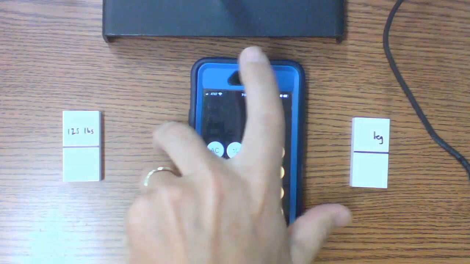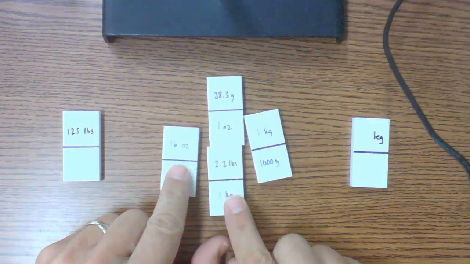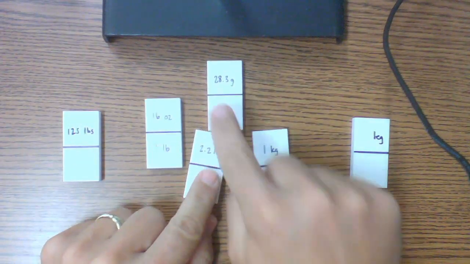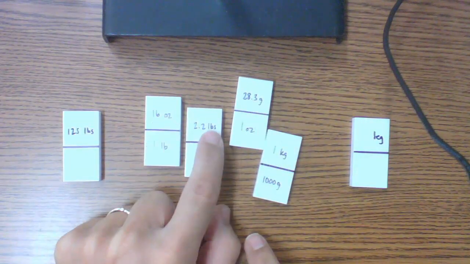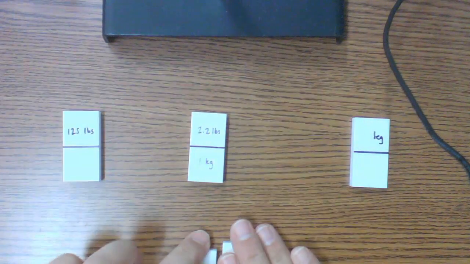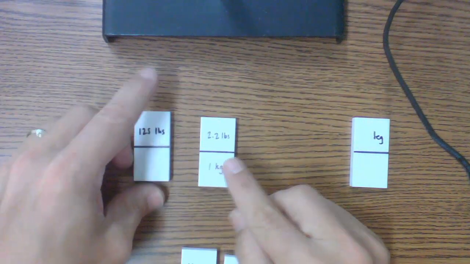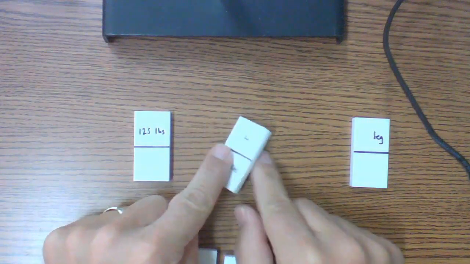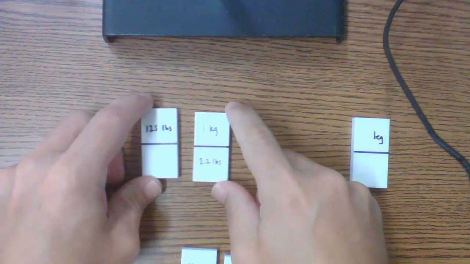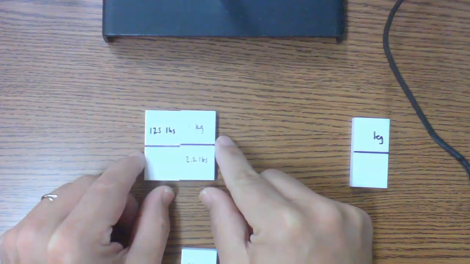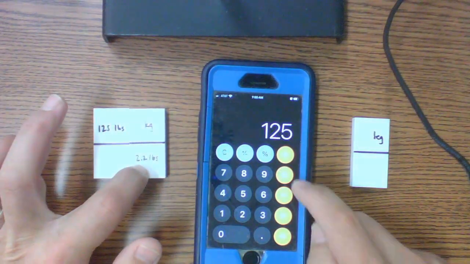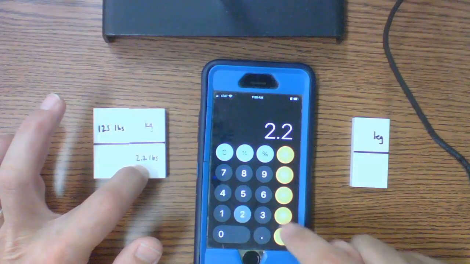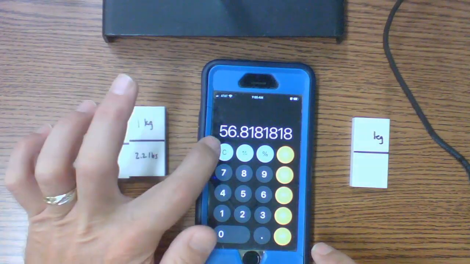So I've got these as my dominoes to play. These are my ones that are going to be my mass relationships. And I've got pounds to ounces. Okay, here's a pounds to kilograms. So there's my one domino that I want to play. Okay, and I need to have the pounds on the bottom so that the pounds cancel, and that'll get me into my kilograms. So all I have to do for this one is just take my 125 and now divide that by 2.2.